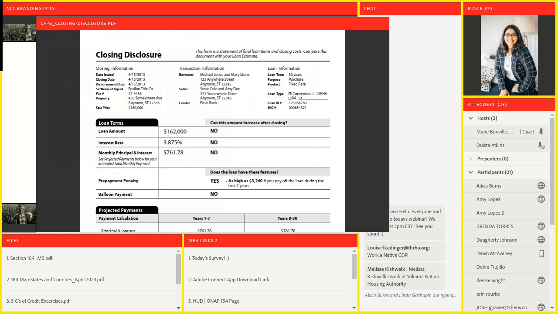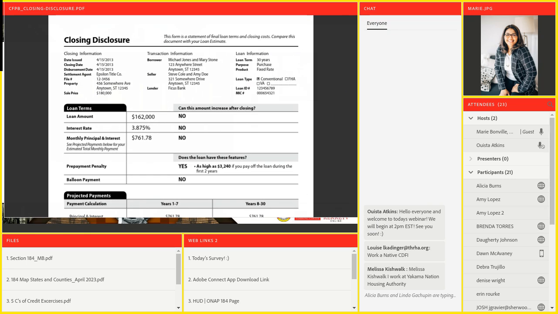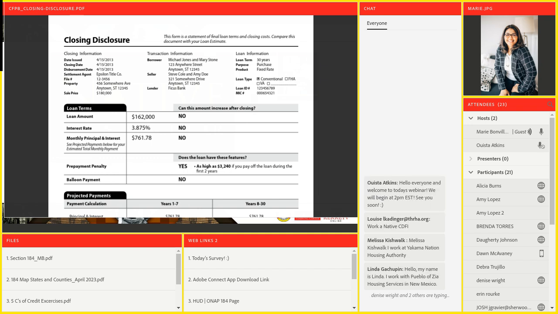This one is a little tricky. Okay, there we go. The closing disclosure. So there's something called a loan estimate, and that is just giving you an estimate as to what your loan would look like, what your interest rate might look like at that particular time when the lender is evaluating your loan application.